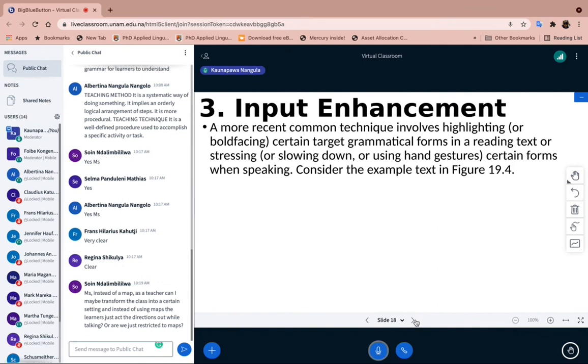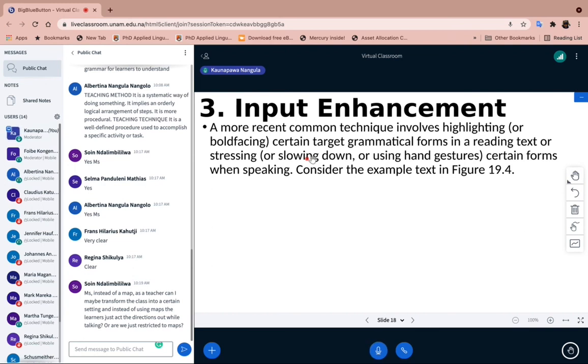Input enhancement is a recently common technique involving highlighting. Whatever grammatical aspect you want them to focus on, you highlight it. You either boldface it or italicize it. It's all up to you to decide how you highlight these aspects. You highlight a certain target grammatical form in a reading text, or you stress it by saying it slowly or using gesture when you are speaking, for example.